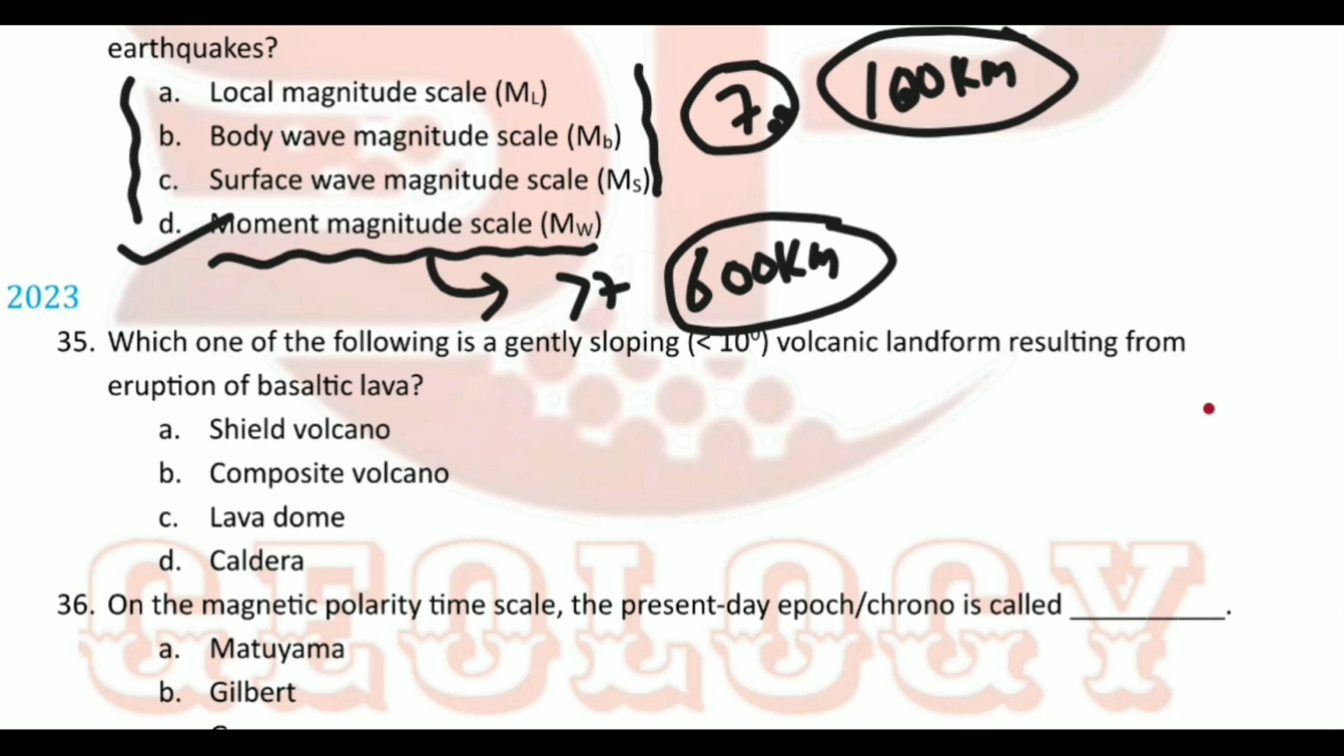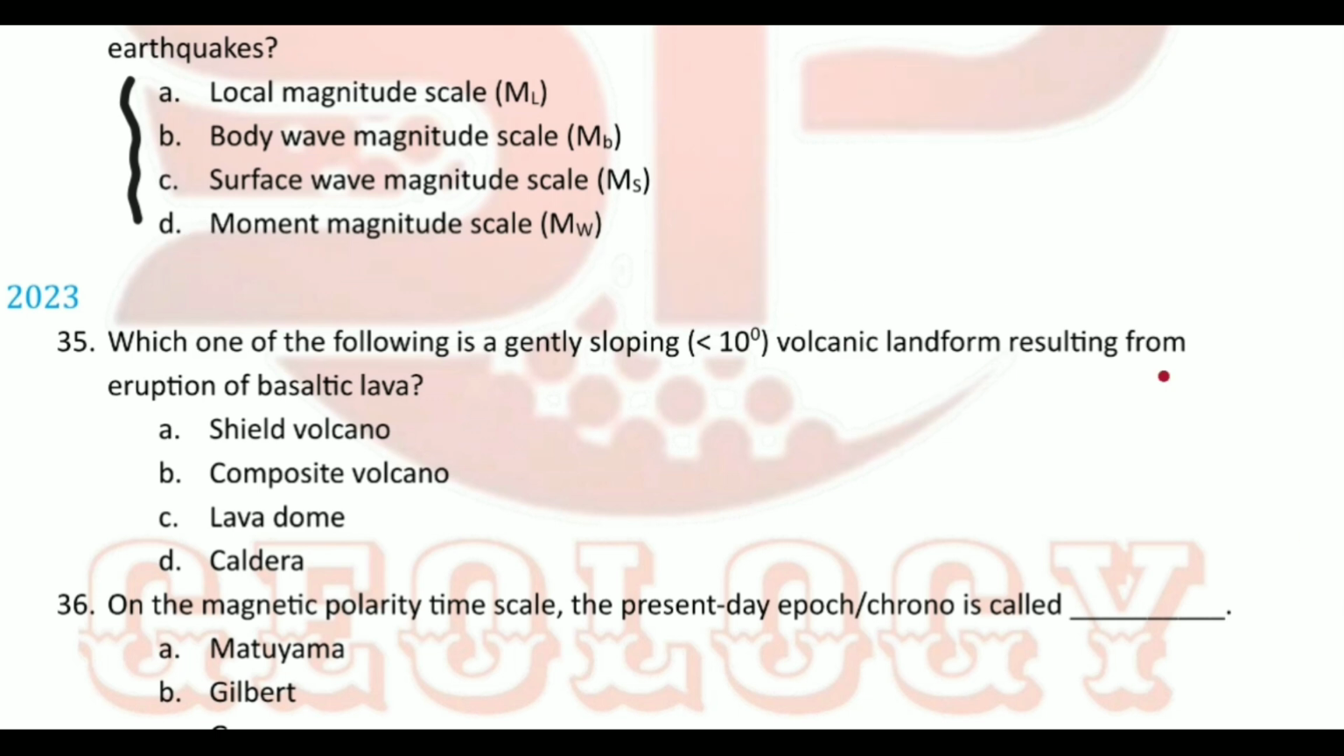Which of the following is a gently sloping, less than 10 degree volcanic landform? That is your shield volcano, which has a very low slope, up to 8 degrees or 5 degrees. Because it has less viscosity, it will spread to a larger area. The answer will be shield volcano. Composite is a stratovolcano. Then caldera, it is a larger crater. Then lava dome is also a dome that is produced because of solidification of lava within the vent.